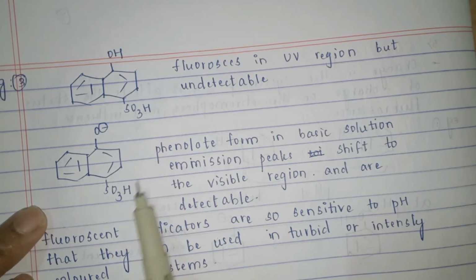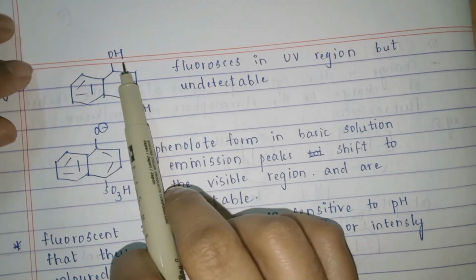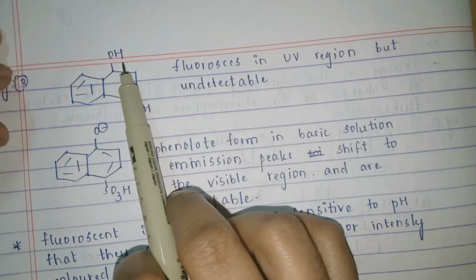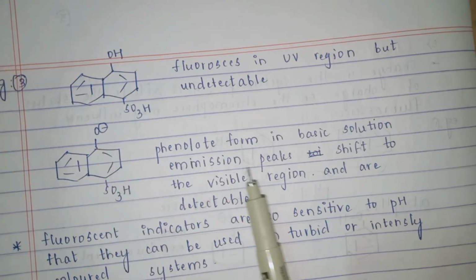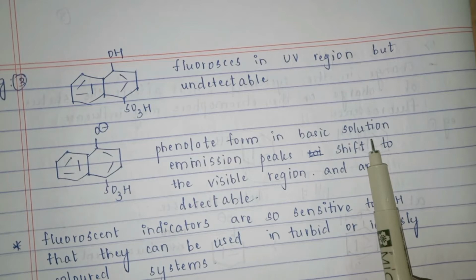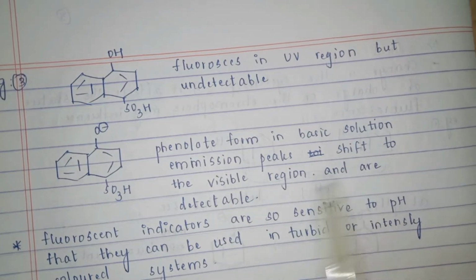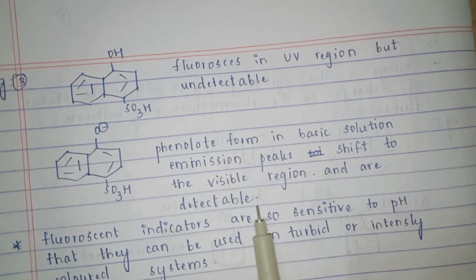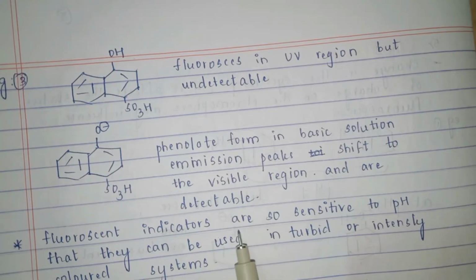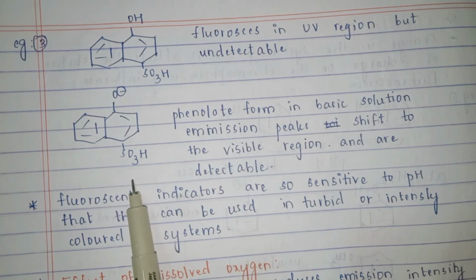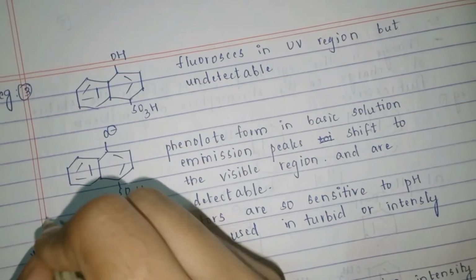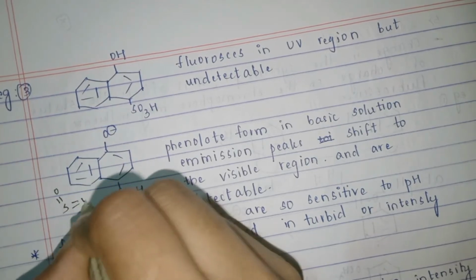But the moment I convert this into its phenolate ion, because there is a presence of an SO3H, this will increase the number of resonating structures. That means we have abstracted this particular proton using a base, and I have converted it into its respective phenolate form. This phenolate form in the basic solution emits peaks and shifts to a visible region, and these are detectable. Why these get detectable is because there are many resonating structures because of the presence of this sulfonic acid.